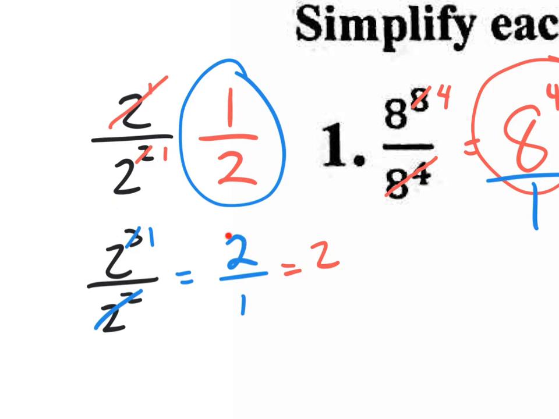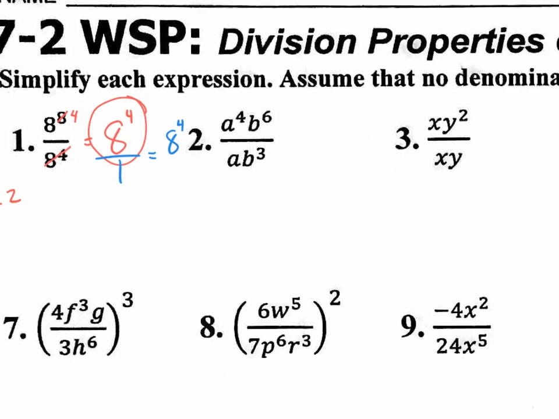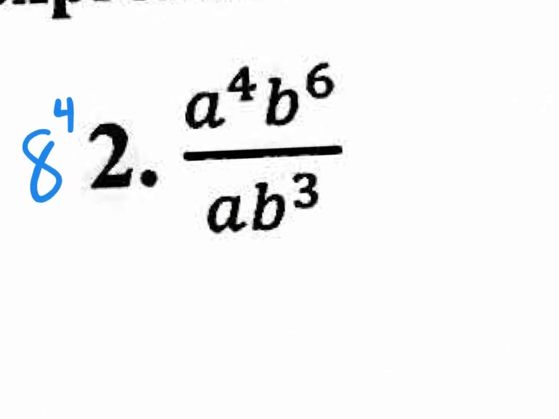You could just put whatever you have without putting it over 1. But like I said, if everything cancels out up on top, you have to put the 1 up on top. Yeah? Okay, let's move on. Number 2. This is all about canceling, guys.